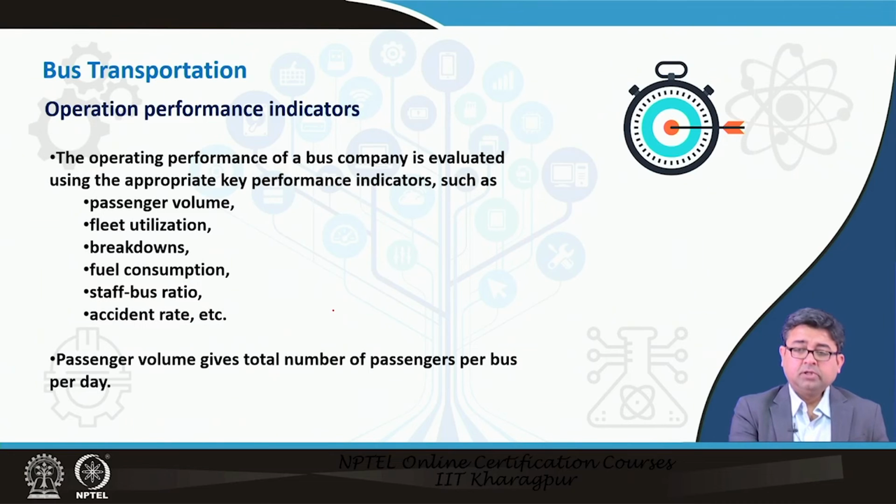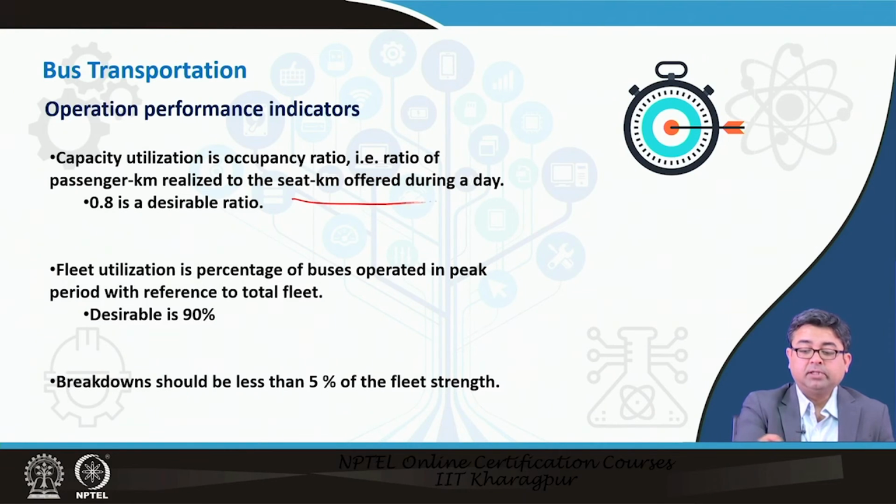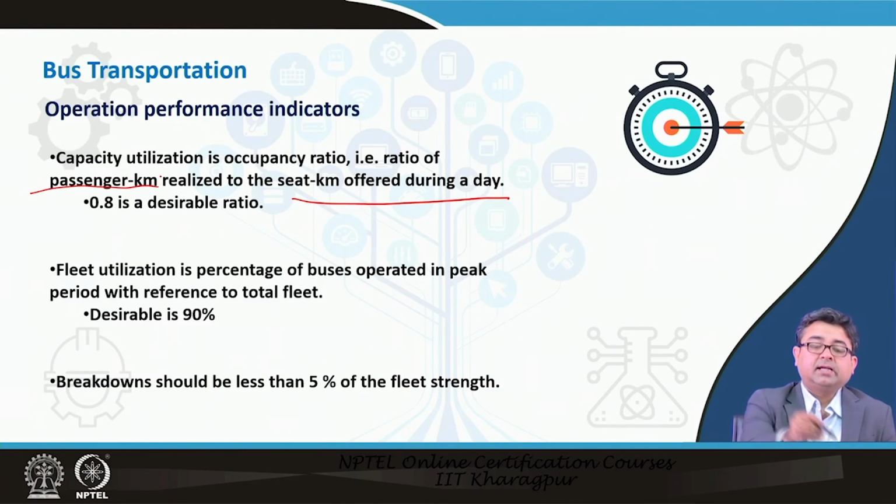Passenger volume: you want to know the total number of passengers per bus per day your system is carrying. If they are doing well, and you are collecting enough revenue, then you are doing pretty well as a service. Capacity utilization is the occupancy ratio, that is the ratio of passenger kilometers realized to the seat kilometers offered. You may have a lot of seats available, that means your fleet may be large, but there are not many passengers using those seats to travel longer distances.